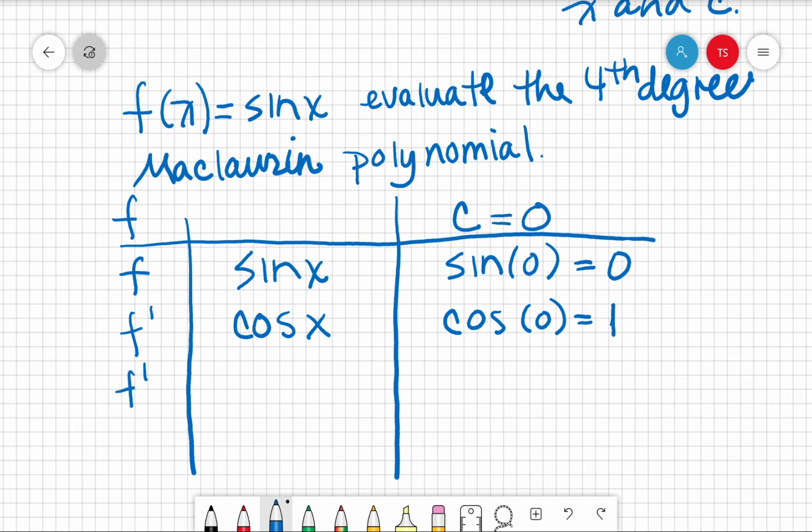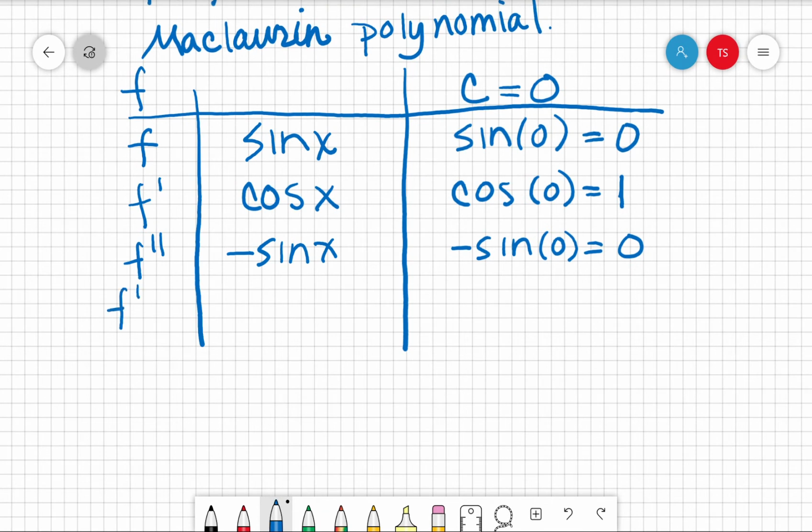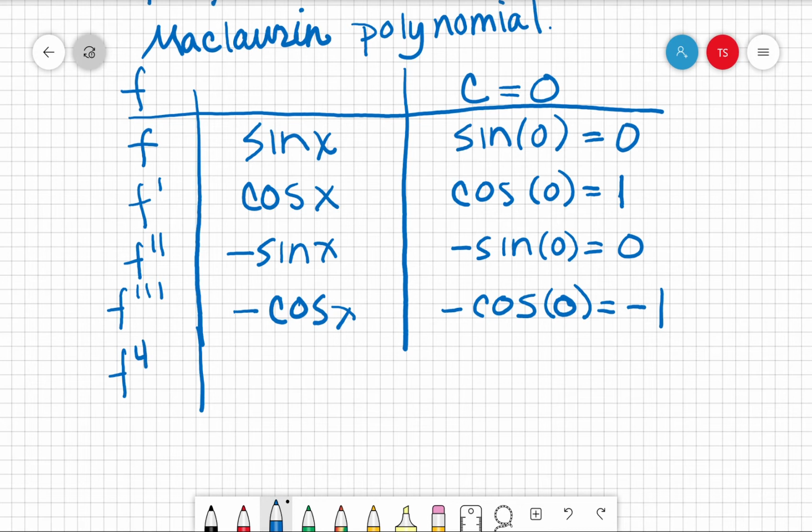And then f double prime will be negative sine, and negative sine of 0 is equal to 0. And then f triple prime will be negative cosine of x, so negative cosine of 0 will be equal to negative 1. And then the fourth derivative, f to the fourth, will be back to sine of x. So sine of 0 is equal to 0.